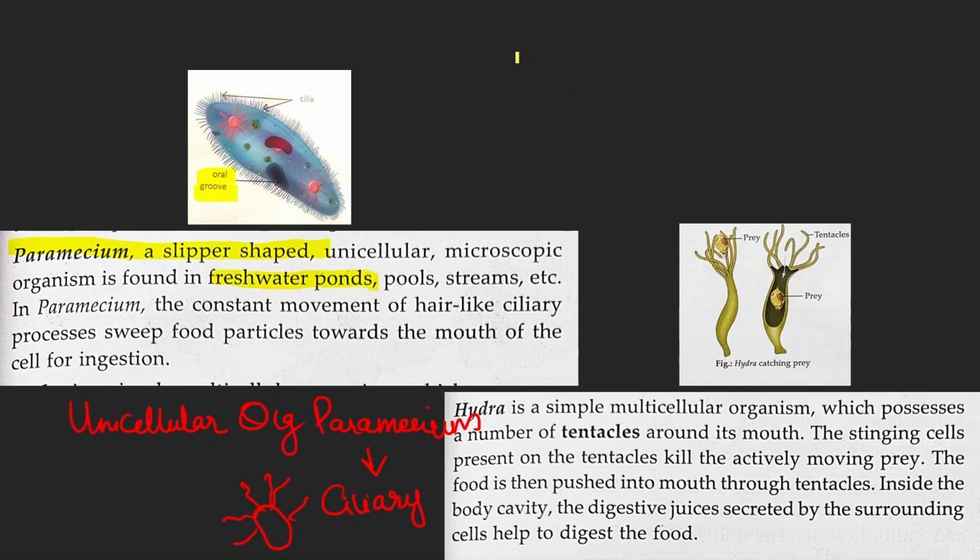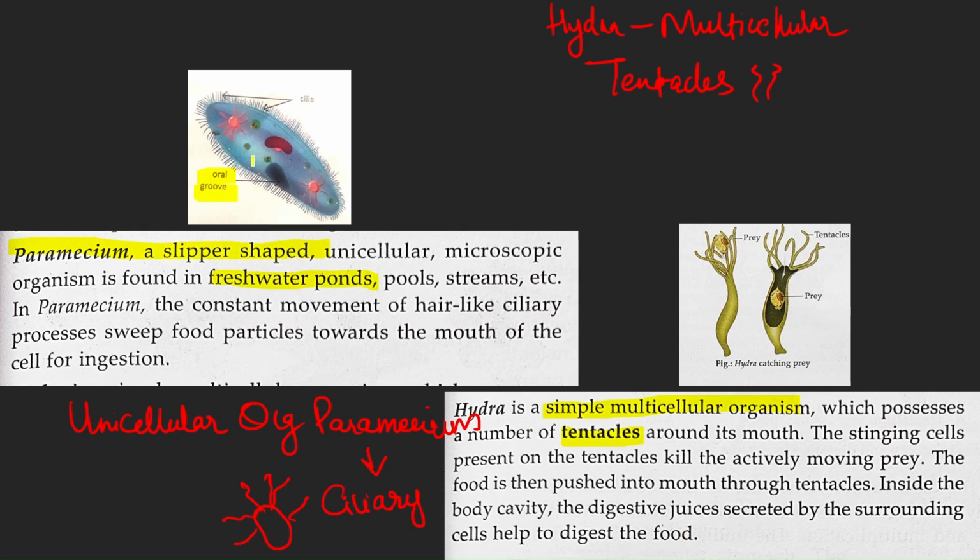Next, multicellular: Hydra. The hair-like structures are called tentacles. Hydra is a simple multicellular organism which possesses a number of tentacles around its mouth. The stinging cells present on the tentacles kill the actively moving prey. The food is then pushed into the mouth through tentacles. Inside the body cavity, the digestive juices secreted by the surrounding cells help to digest the food.